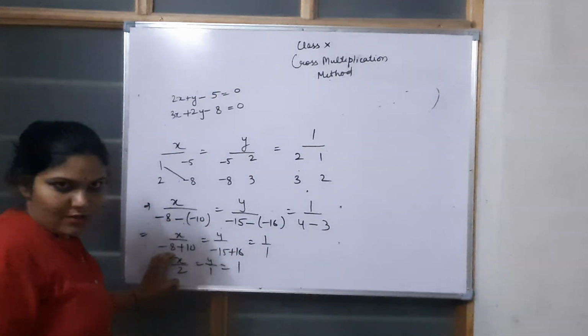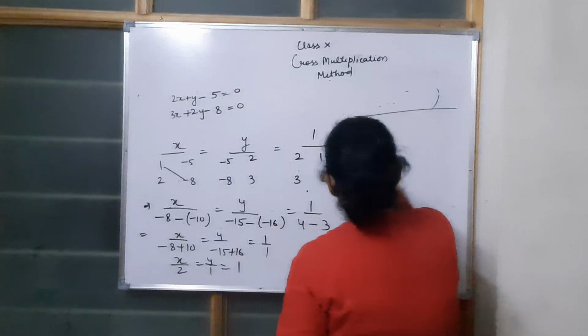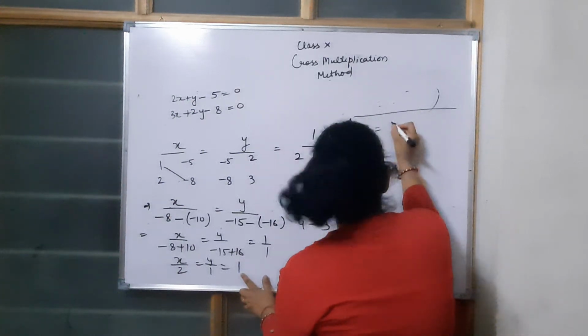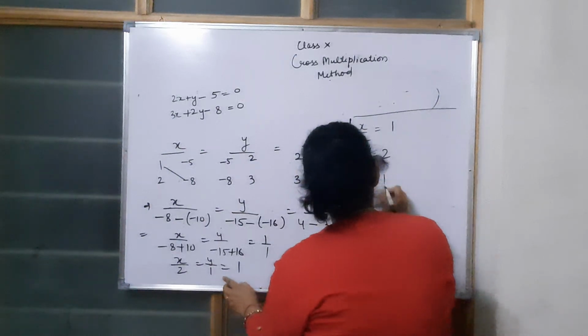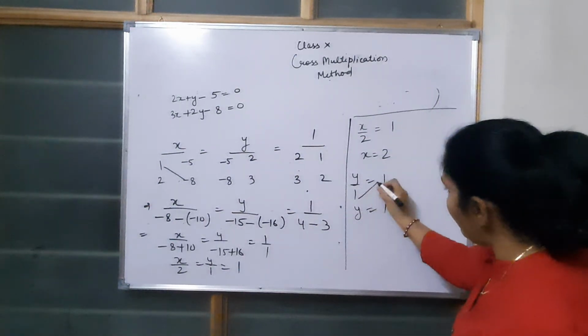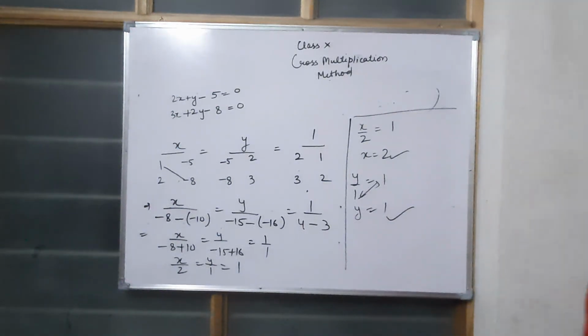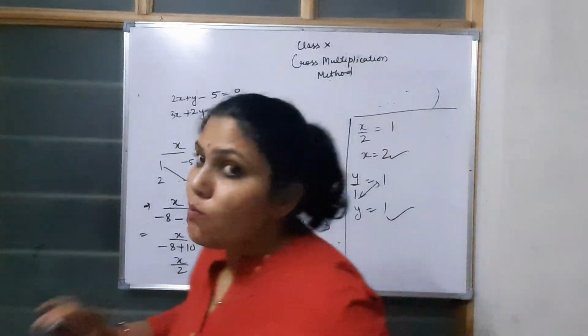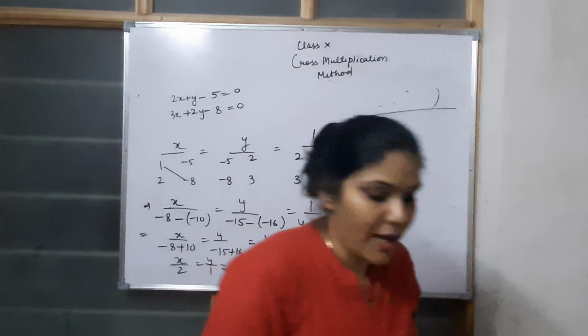So first x upon 2 and the constant term we will take. So x upon 2 is equal to, what is our constant term here? 1. So x is equal to 2. Now y upon 1 is also equal to 1. So y is equal to what? 1. So x is equal to 2 and y is equal to 1. So that's how we will be applying the cross multiplication method. I will be discussing more about this method in the next video. Alright, thank you so much.